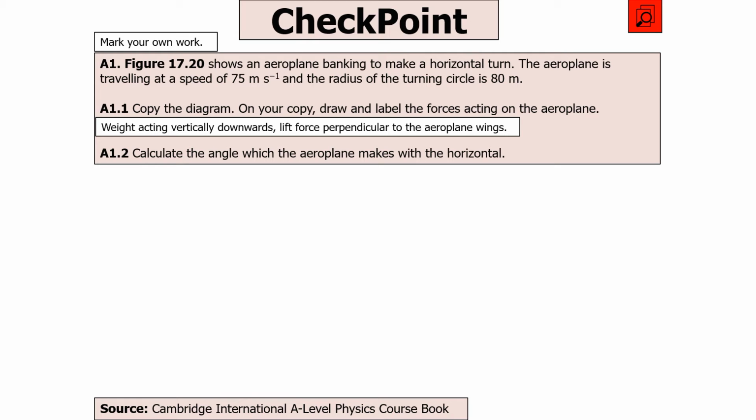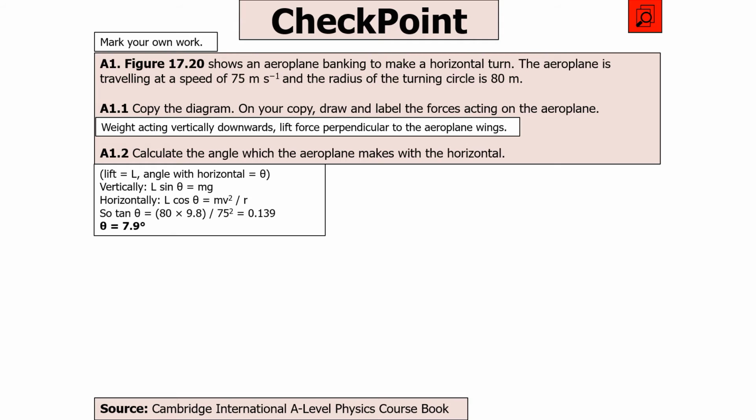Now the next one, because it's at an angle, we've got to resolve the lift force horizontally and vertically. Because the lift force is at an angle, we can't have it purely in the horizontal or purely in the vertical. So we know that vertically it's going to be L sine theta, and then its resultant force vertically will be the weight, so it'll be L sine theta equals mg. We can then say horizontally that the resultant force towards the centre is the centripetal force, but the component of the lift force is going to be L cos theta, so L cos theta equals mv squared over r.